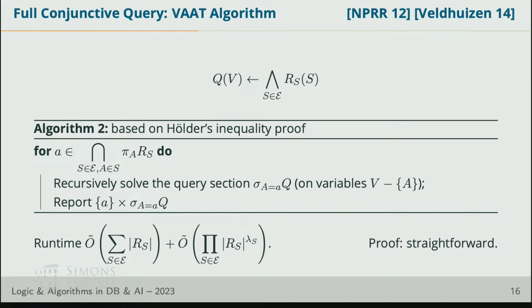And then the algorithm is also the same. It just says, why don't we iterate over all of the values in the relations that contain this variable A, and for each one of them, recursively compute the little section on the variables that are not A. And then we just report that section along with the value A, and the runtime follows precisely from the proof.